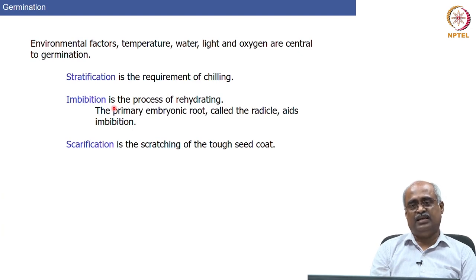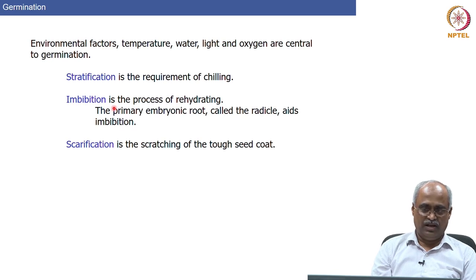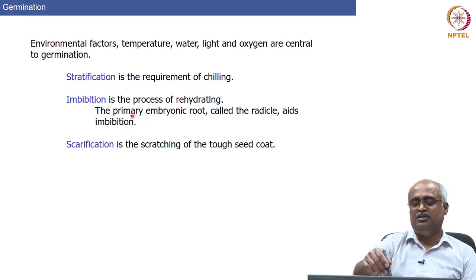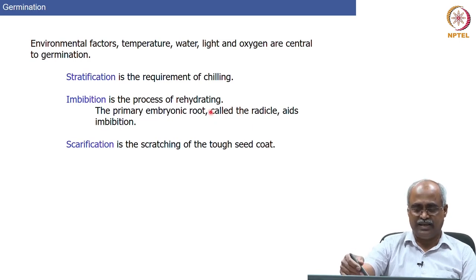Remember, in dormancy the seed lost a lot of water, it desiccated. Now for the embryo to grow, it has to take up water, and that process we call imbibition. And imbibition is facilitated by the embryonic root called the radicle. So once the radicle forms, it helps in taking up water, and the embryo gets rehydrated, and then it is ready to activate metabolism and move on with the development.